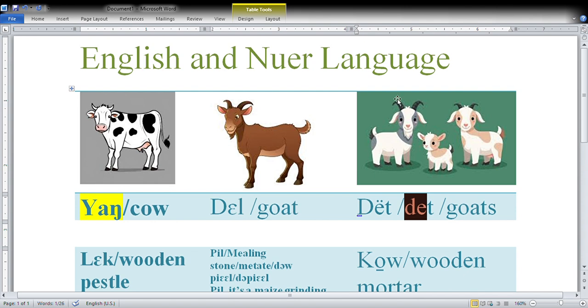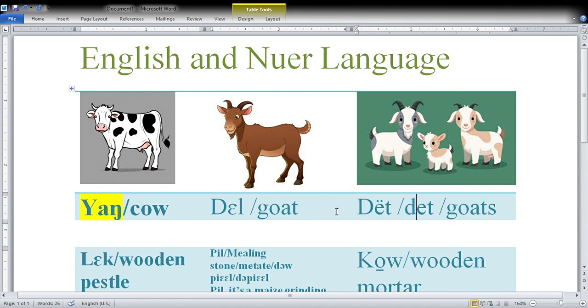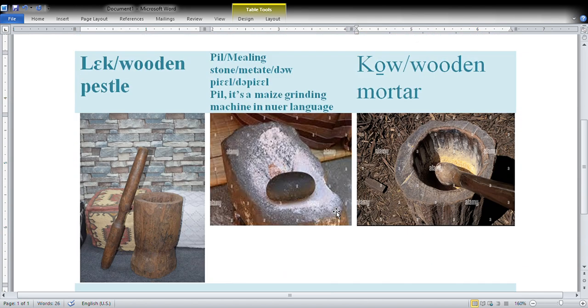These are our goats. These are my goats. Det and det mean the same thing. In English, goats. Okay, then move on to the next lesson.